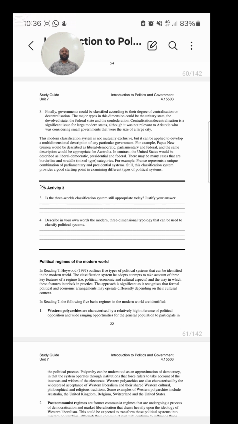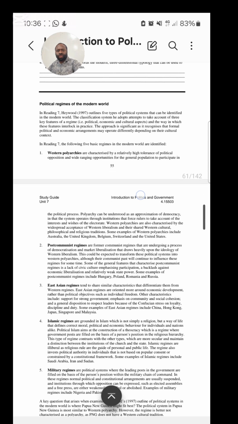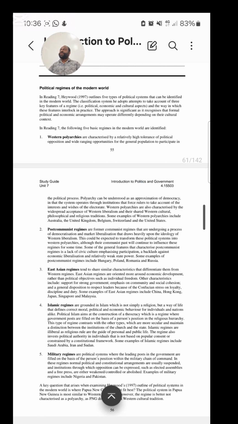So moving away from the classification formerly on the basis of modernization, the first world, second world, and then later developed and underdeveloped. So now let's move on to another classification, and that is the political regimes of the modern world.